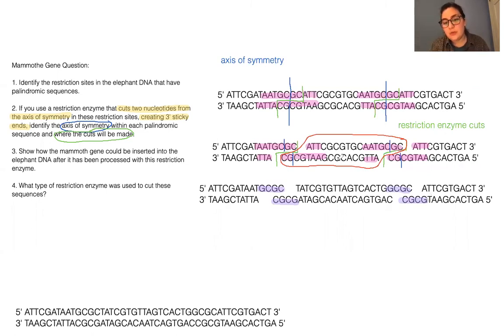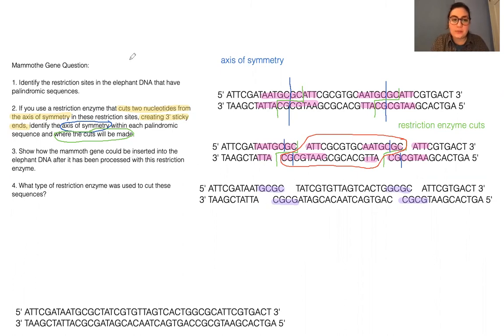So it's showing you that we've used the same restriction enzyme for this mammoth gene to cut it out as we just used on our elephant DNA. So it produced sticky ends that were complementary to each other, which makes it really easy to switch that in. And so then this third question, which we're already kind of starting to answer, is showing how the mammoth gene could be inserted into the elephant DNA after it's been processed with this restriction enzyme.